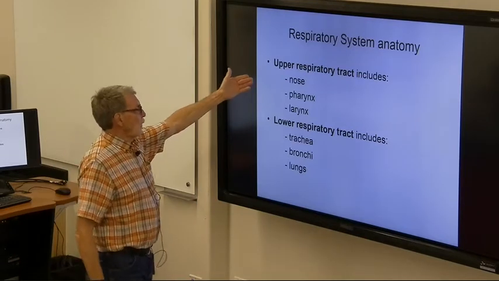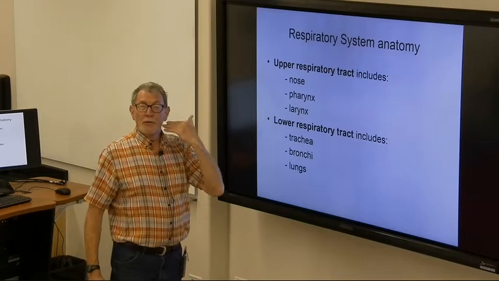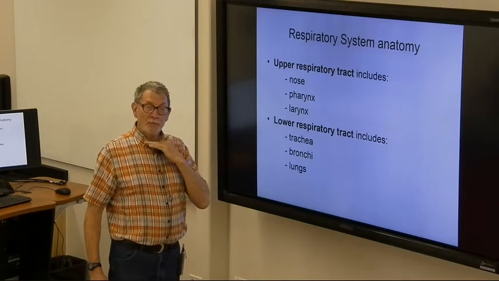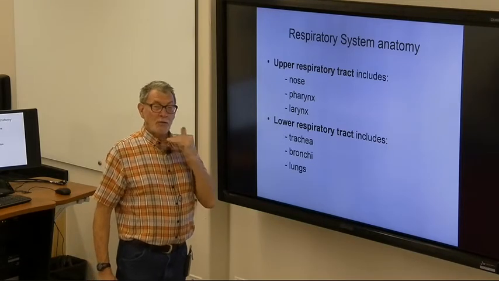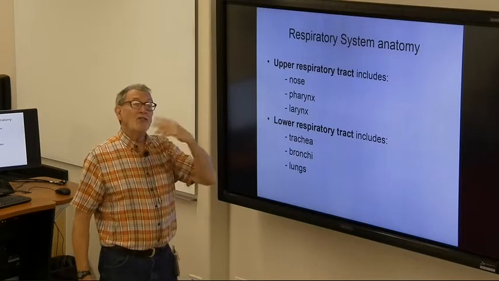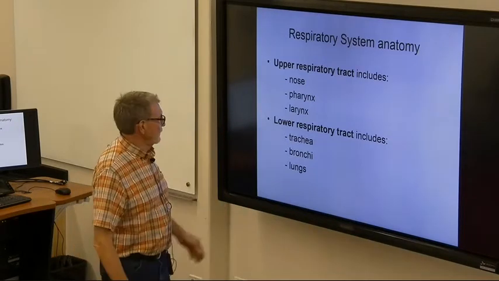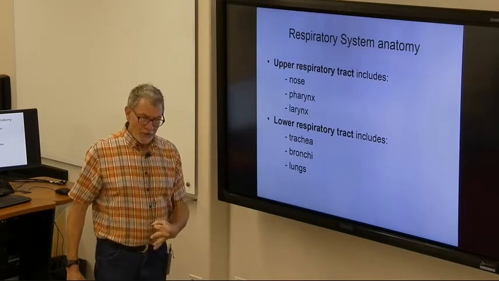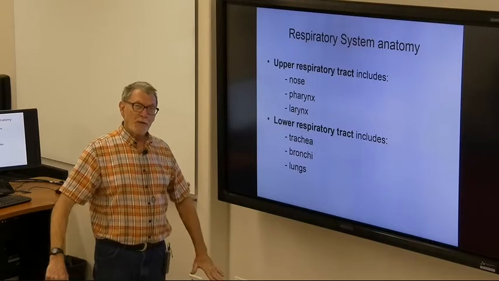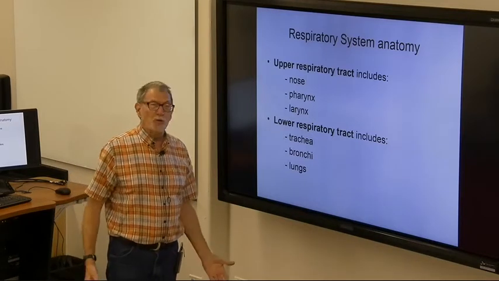Upper respiratory tract is the nose, throat, and voice box. So if you lose your voice, that's an upper respiratory thing. Anything below that, the single tube trachea and everything below that, is a lower respiratory problem.